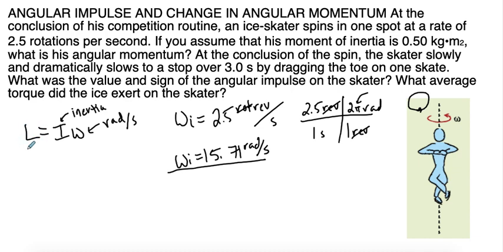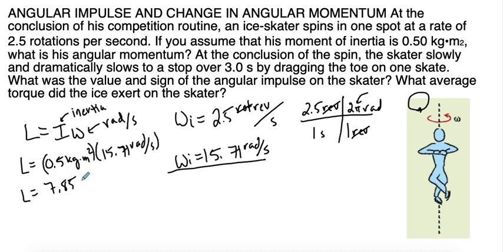Angular momentum is given by moment of inertia, which in our scenario is 0.5 kilograms times meters squared, times our angular velocity, which is 15.71 radians per second. So our angular momentum is going to be 7.85 kilograms times meters squared per second. That would be the answer to our first question: our angular momentum at the beginning of the scenario is 7.85 kilograms times meters squared per second.